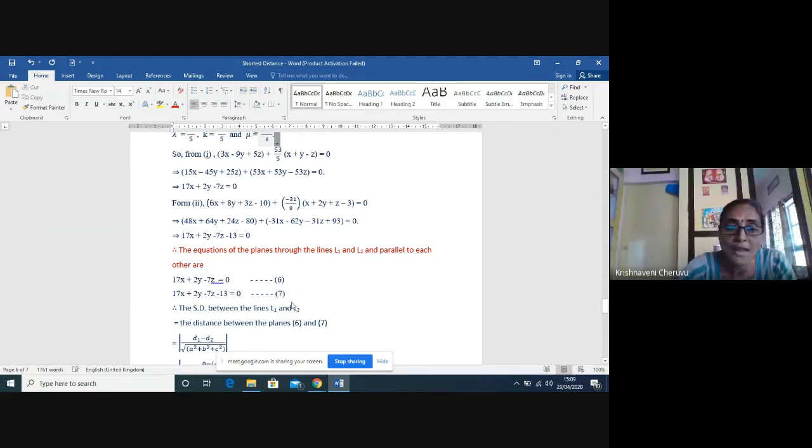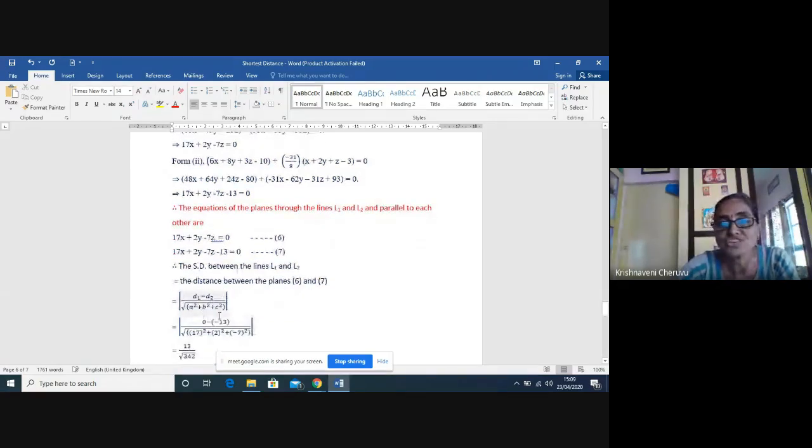What are these two planes? They are the planes containing the lines L1 and L2 and parallel to one another. So to get the shortest distance, what did I say? When the lines are in unsymmetric form, find the planes containing the lines L1 and L2 and which are parallel to one another. So the distance between two parallel planes, you know, is modulus of d1 minus d2 by root a square plus b square plus c square. You must write the distance formula between two parallel planes, girls.